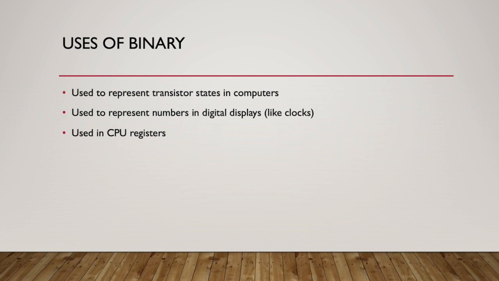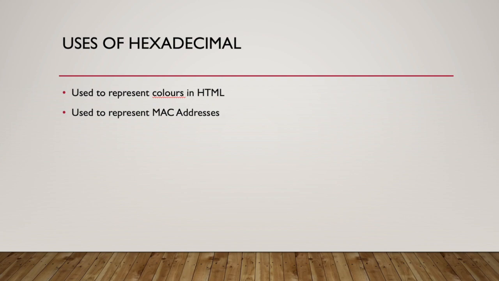Binary is used to represent transistor states in computers, ons or offs. So we use binary to represent whether a transistor is on or a transistor is off. We also use it to represent numbers in digital displays like clocks. Okay, so a clock digital display could have 4 bytes which represent each of those numbers. We also use it in CPU registers. Uses of hexadecimal, we use it to represent colors, okay? And we use it to represent MAC addresses. That's your uses of hexadecimal, okay?